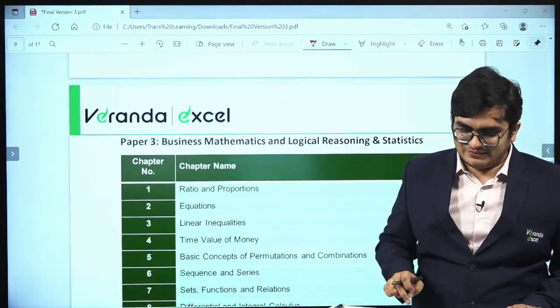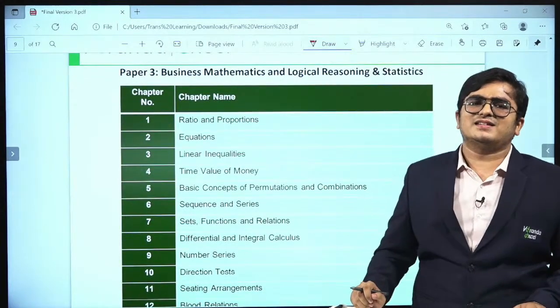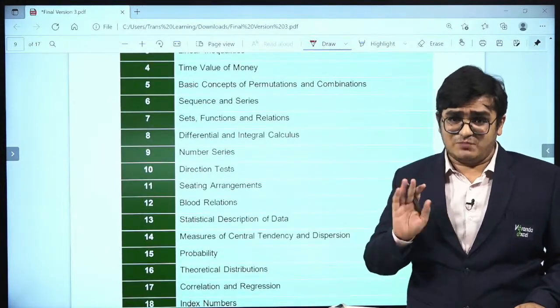Third is my favorite, business mathematics, logical reasoning and statistics. So you will have all these chapters, in particular the chapters which I personally like.